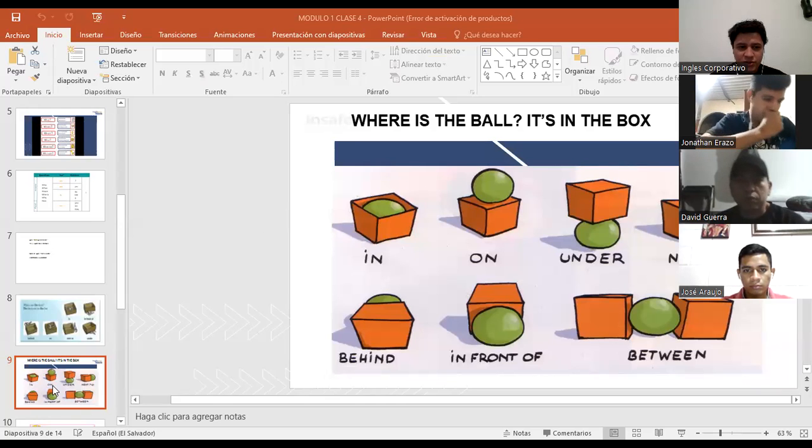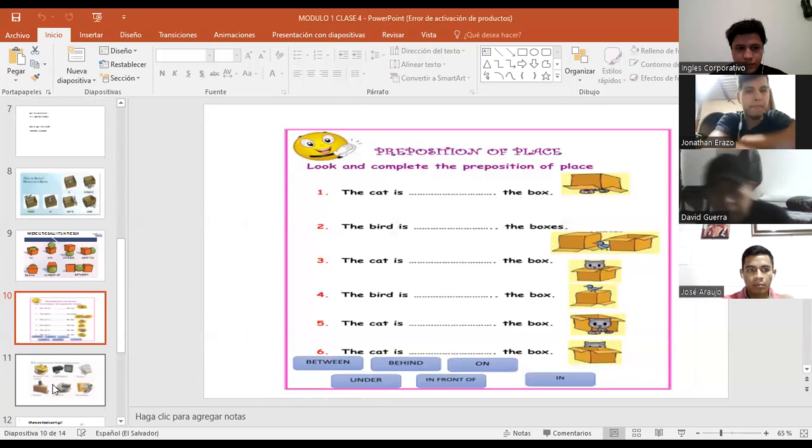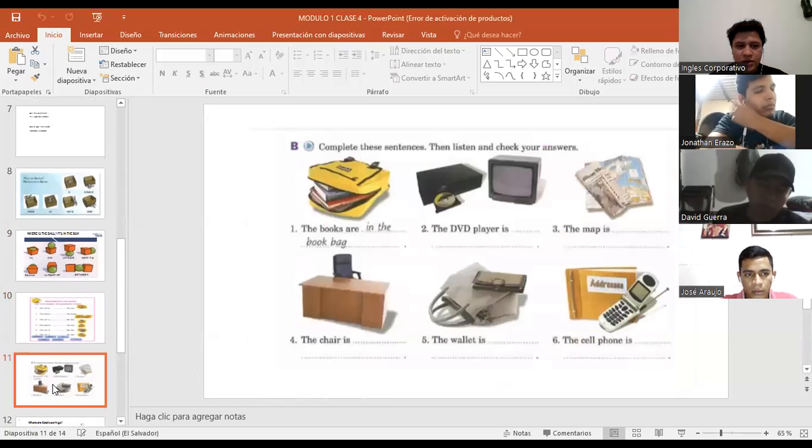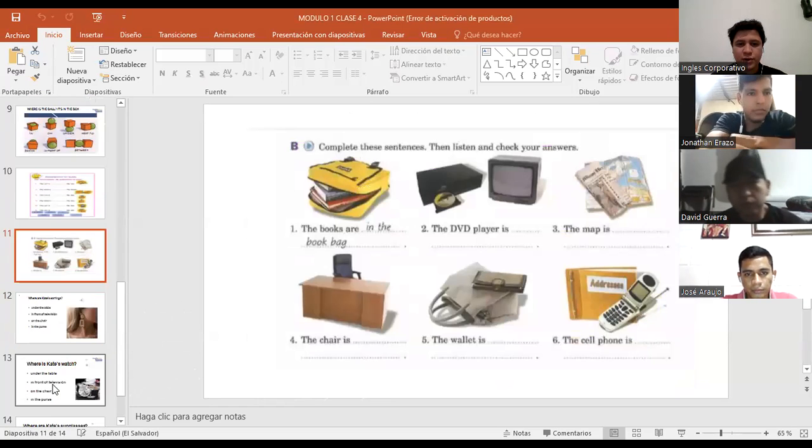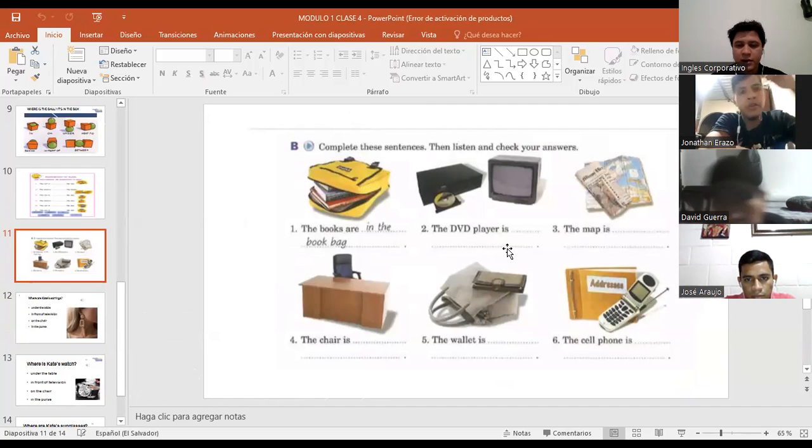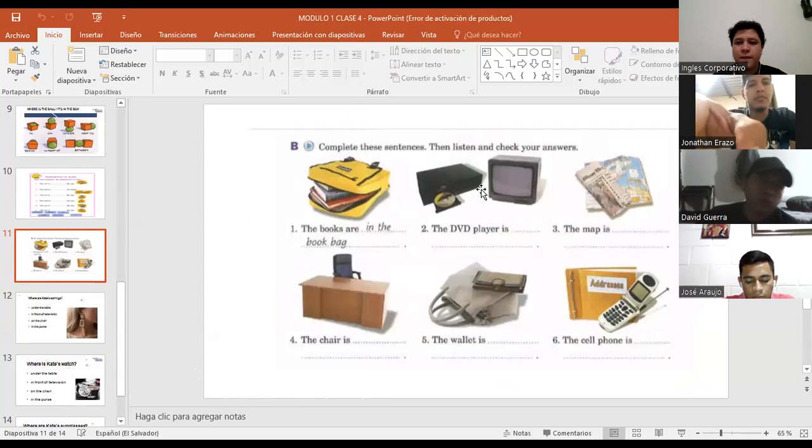So you can see the pictures here, right? Do you remember? And we have some exercises, right? So for example, in this one, okay? The books are in the back. So you see, in the back. So now let's see, the DVD player is... ¿Cuál preposición ocuparían ustedes aquí, guys? Give me a sentence here. The DVD player is next to, está a la par, right? The television, next to the television.